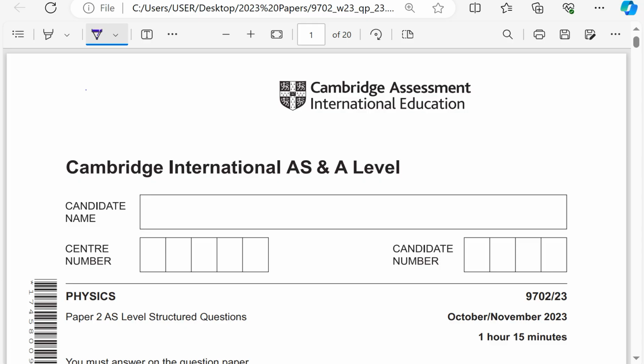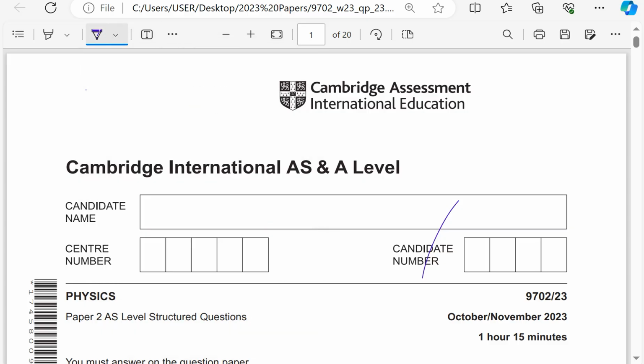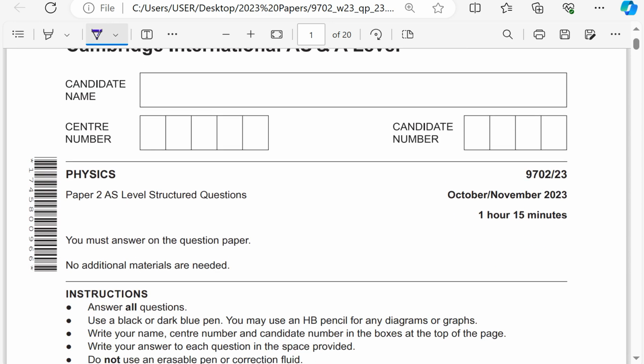So here we have our question paper. It is October-November 2023. You can download the question paper October-November 2023.